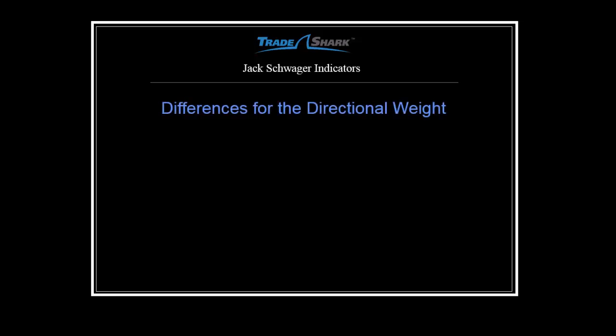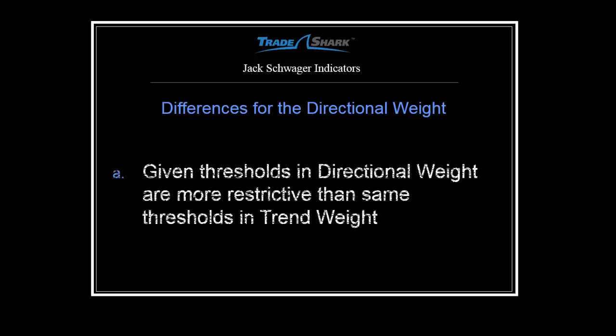The same 9 trading applications we have just covered for the trend weight would apply to the directional weight as well, but there are 2 important differences I would note. One, thresholds in the directional weight are more restrictive than the same threshold in the trend weight. Because the trend weight combines the trend and the counter trend, the same numeric extreme level, say 80 for example, will occur less often and last for shorter periods in the directional weight than it will for the trend weight.